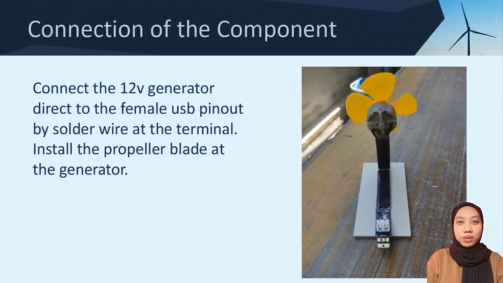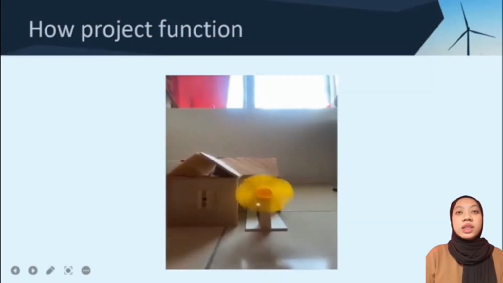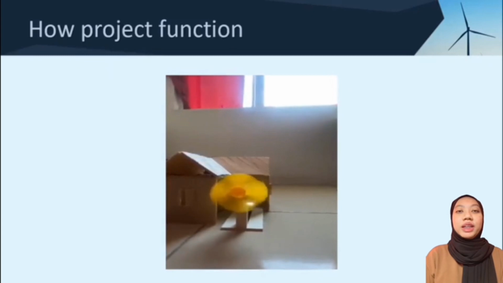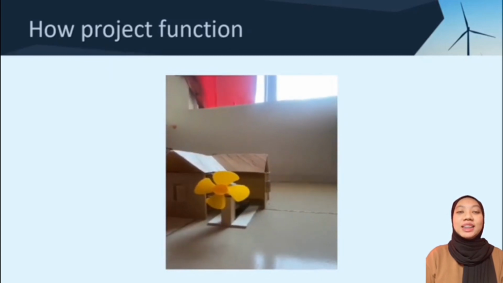For the connection of the components, we connect the 12-volt generator directly to the female USB pin out by solder wire at the terminal, then install the propeller blade at the generator. This is how our project operates. When the propeller rotates, there is wind and the USB LED lights light up.